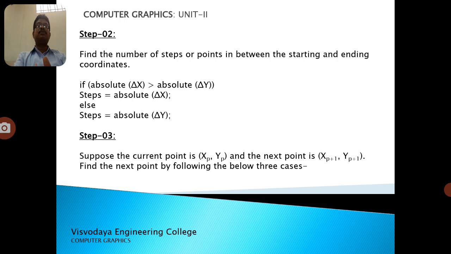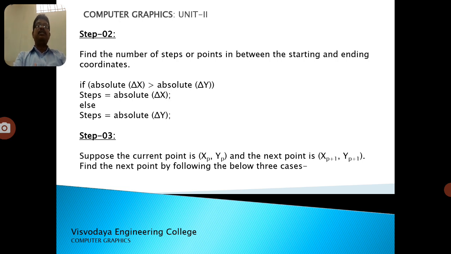So when it is possible, if absolute of delta x is greater than absolute of delta y, then the steps equals to absolute of delta x. Else, if the condition is not true, then the control goes to the else part. In this else part, the number of steps equals to absolute of delta y. So based on this condition only, we will find the number of coordinates in between the starting and ending points.